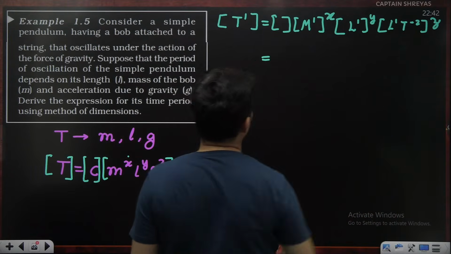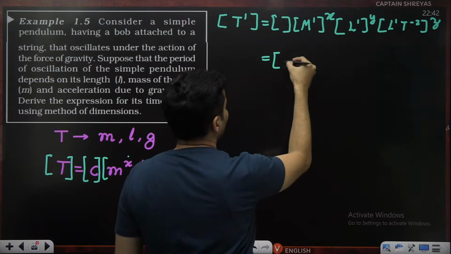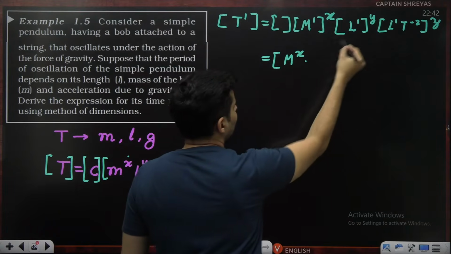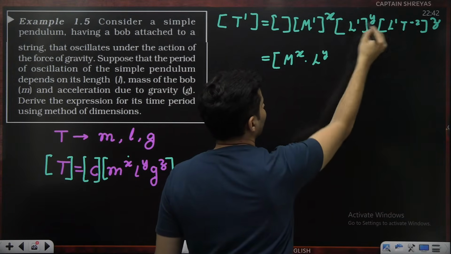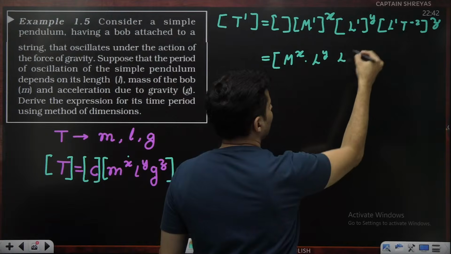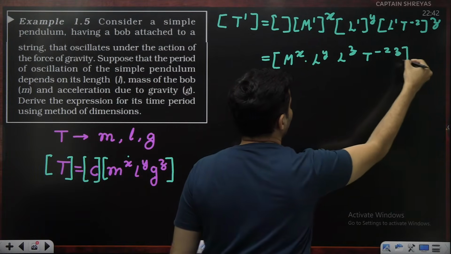Alrighty, so what will I do now? Think about it. This will become, just normally multiply. So it will become M raised to x, then L raised to y, then L raised to z, T raised to minus 2z.